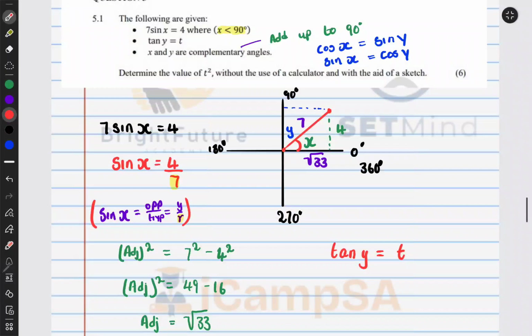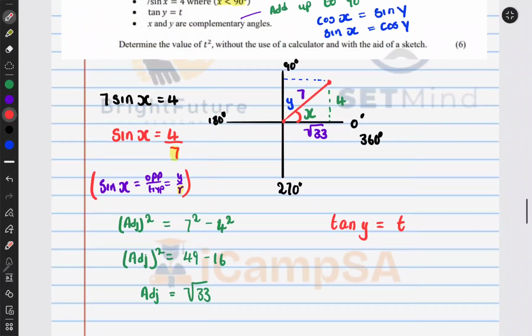So instead of working with tan y, let's change tan. We know that tan theta is equal to what? Sine theta over cos theta. You remember that identity. Tan theta is equal to sine theta over cos theta. Therefore, we can say tan y is equal to sine y over cos y.